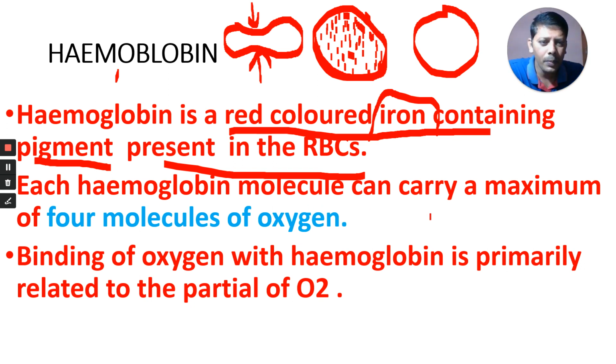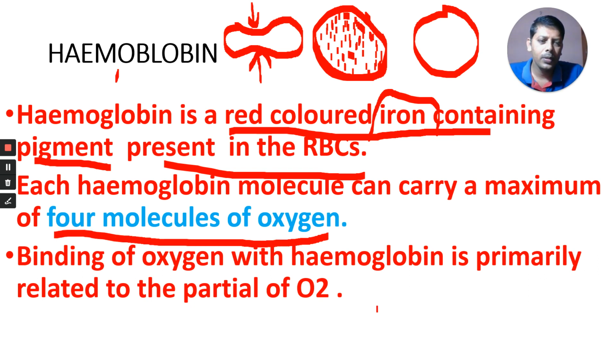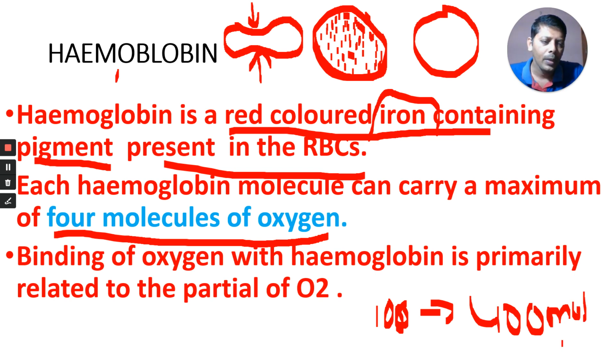Each hemoglobin molecule can carry a maximum of, very important, 4 molecules of oxygen. That means 100 hemoglobin molecules can carry 400 molecules, not atoms, of oxygen.